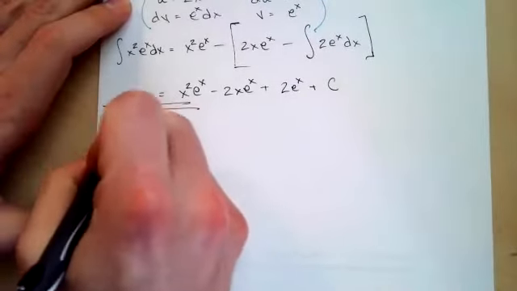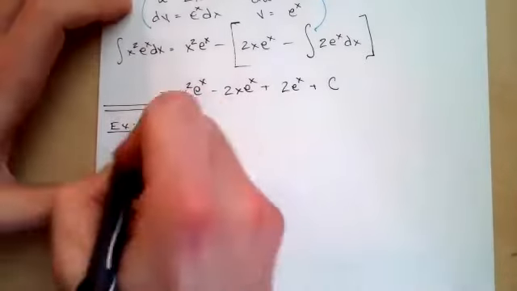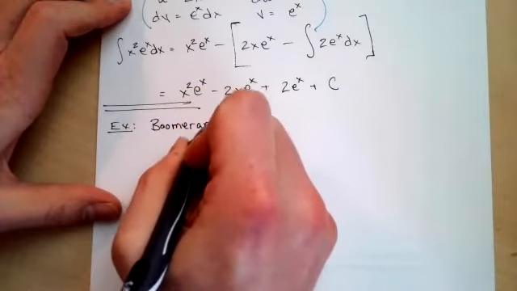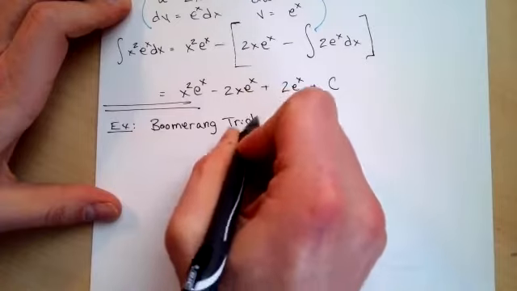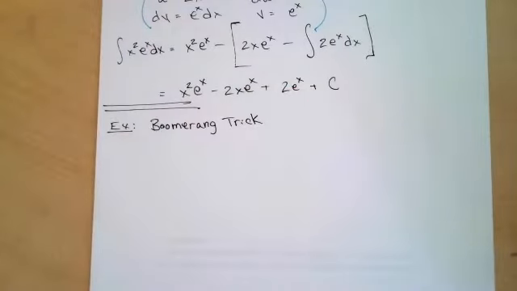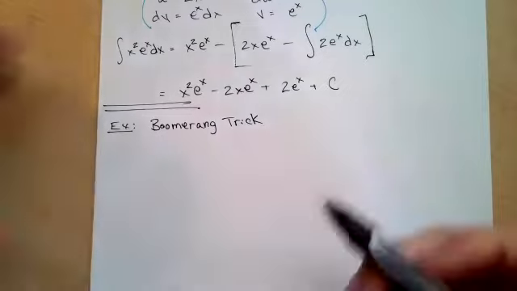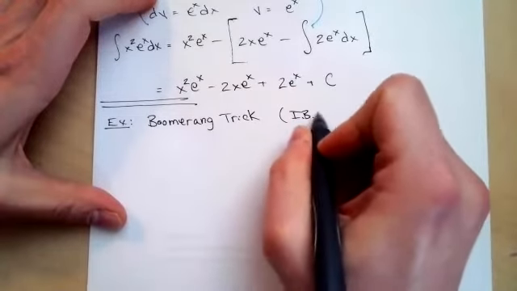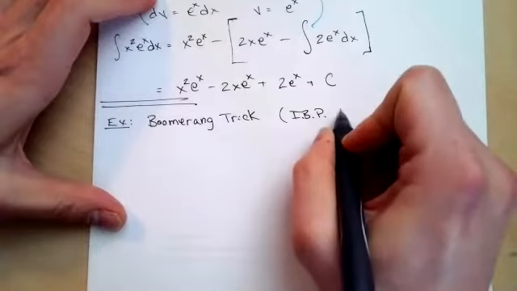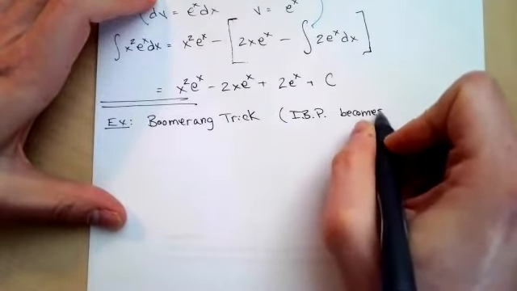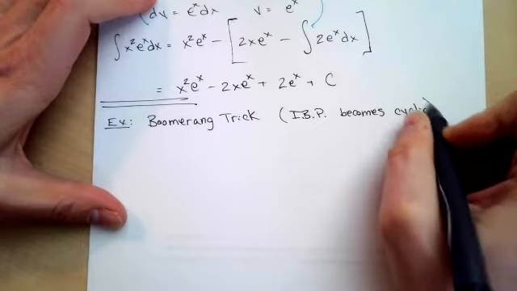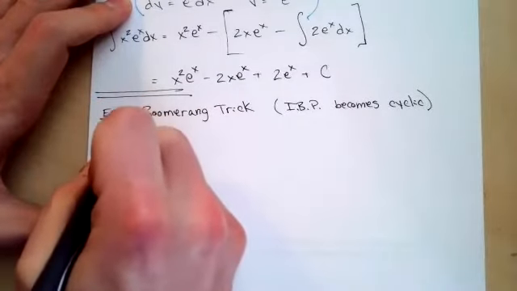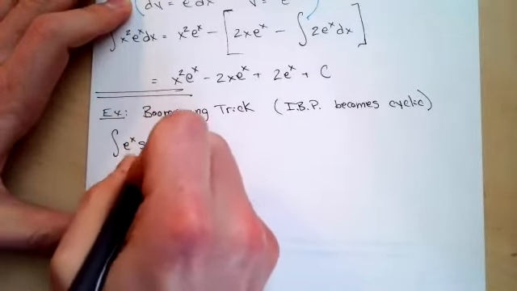So we want to do this next example, which is a little tricky, and I've heard it called the boomerang trick. But this is going to be a technique that you have to use when integrals don't get easier, or when integration by parts becomes cyclic. So we're going to try to integrate e to the x times sine of x.